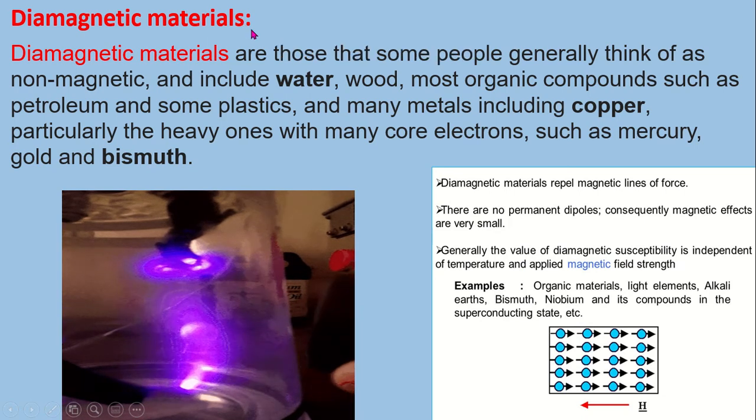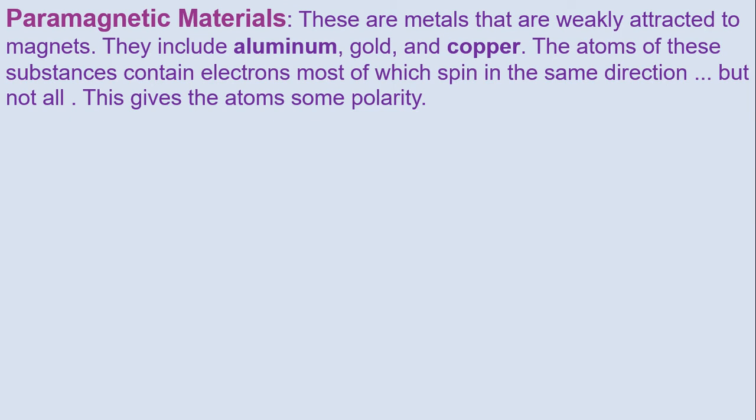Now, I will discuss paramagnetic materials. These are metals that are weakly attracted to magnets. They include aluminum, gold, and copper. The atoms of these substances contain electrons, most of which spin in the same direction, but not all. This gives the atom some polarity.